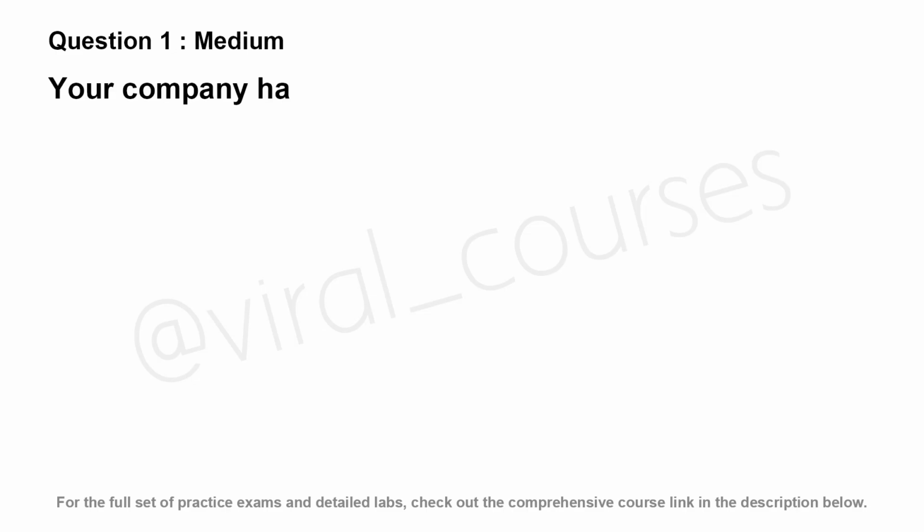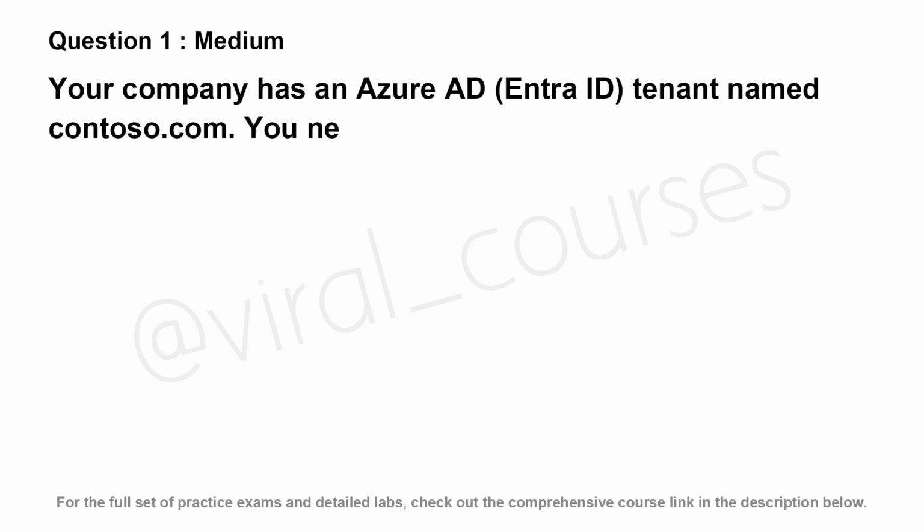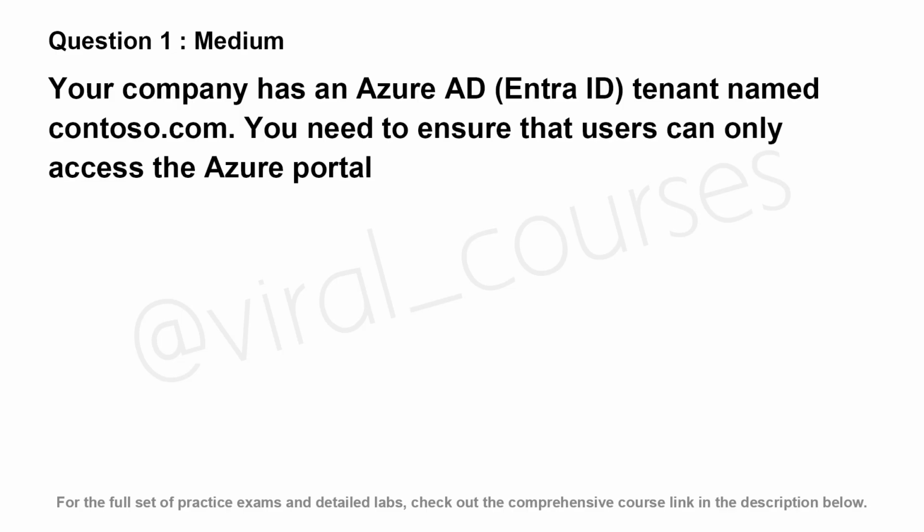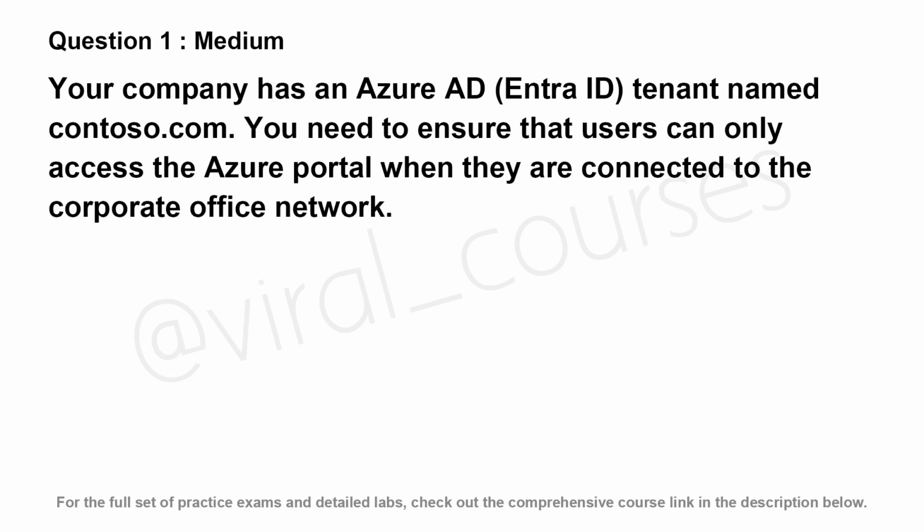Your company has an Azure AD, Entra ID, tenant named Contoso.com. You need to ensure that users can only access the Azure portal when they are connected to the corporate office network. What should you configure?